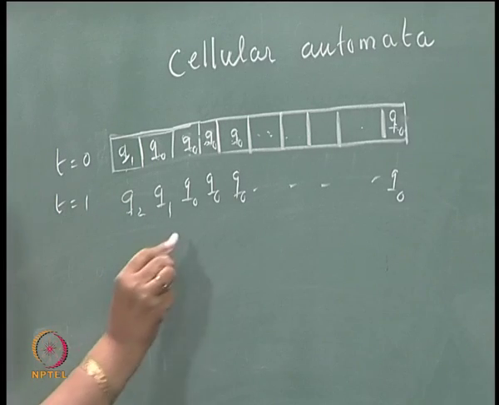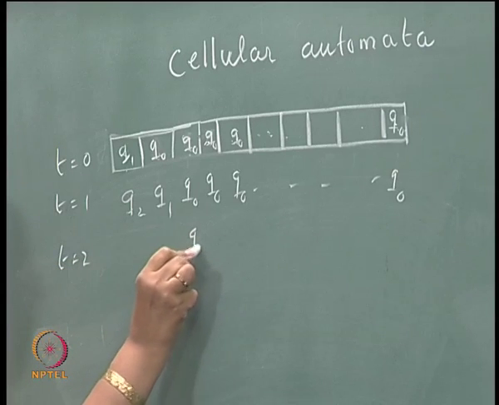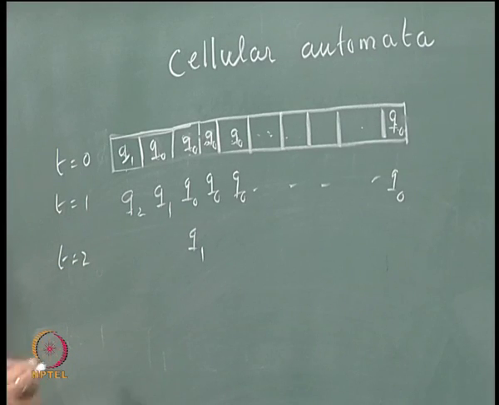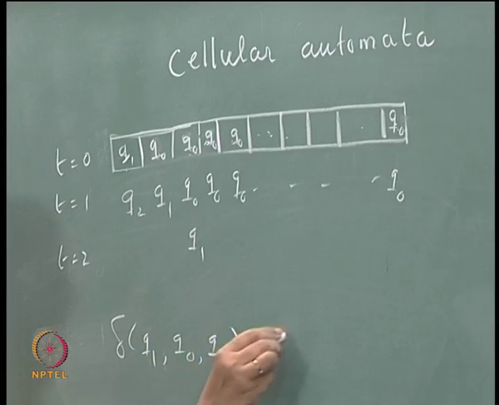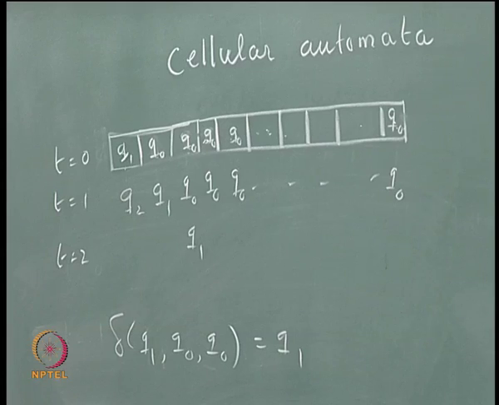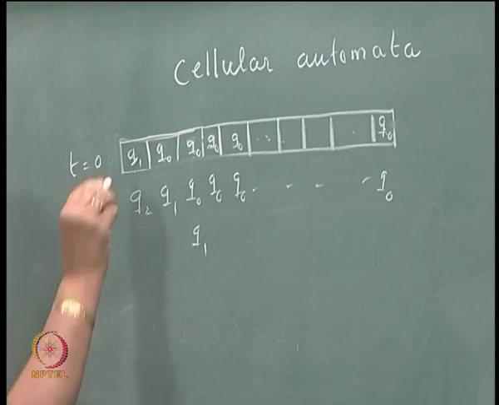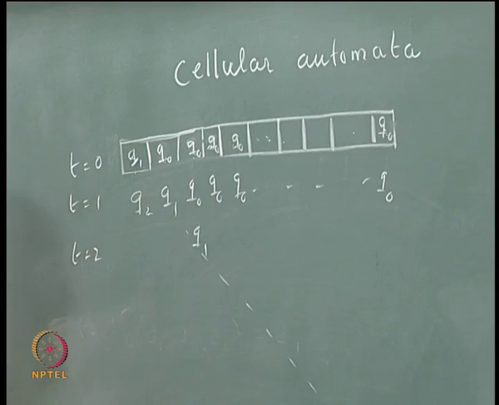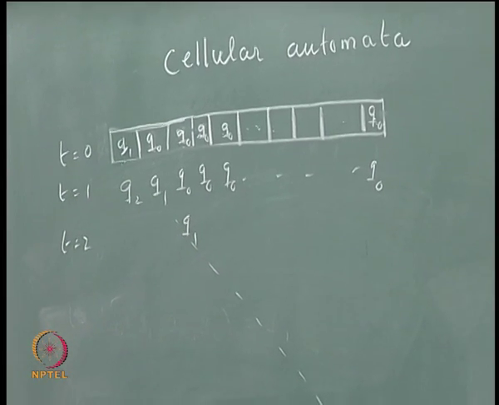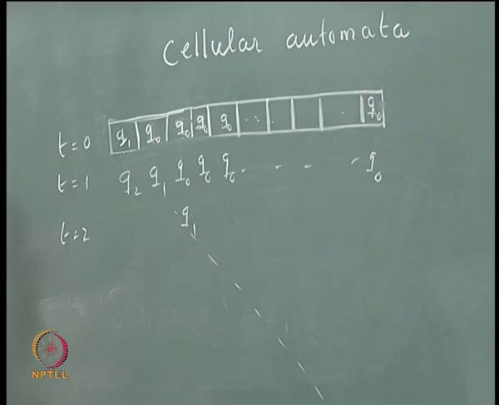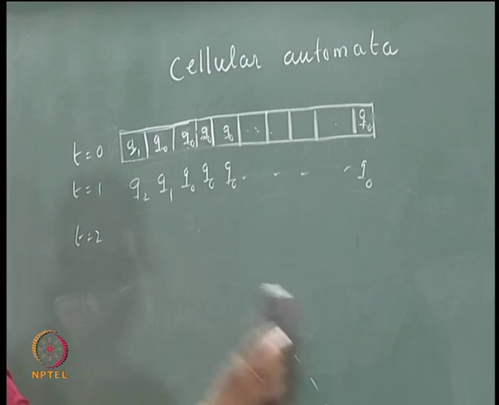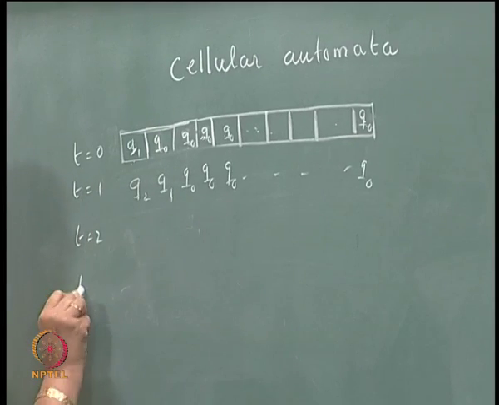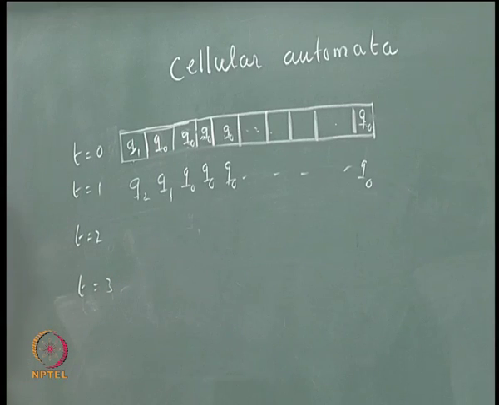At the next instance, t is equal to 2, this can go to Q1. So the mapping will be delta of Q1, Q0 is equal to Q1, it will be like that. Like that this Q1 state propagates. It can pass some signals like that. So at time t is equal to 2 there will be some sequence, at t is equal to 3 there will be some sequence and so on.